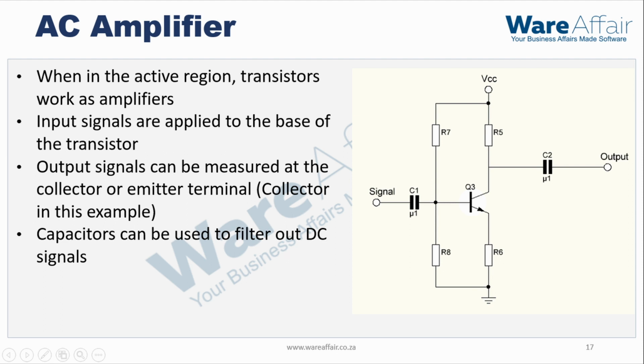And then on the screen we have an AC amplifier circuit. When working in the active region, transistors work as amplifiers. Input signals are applied to the base of the transistor. Output signals can be measured at the collector or emitter terminal. In this example, they are being measured from the collector. Capacitors can be used to filter out DC signals.